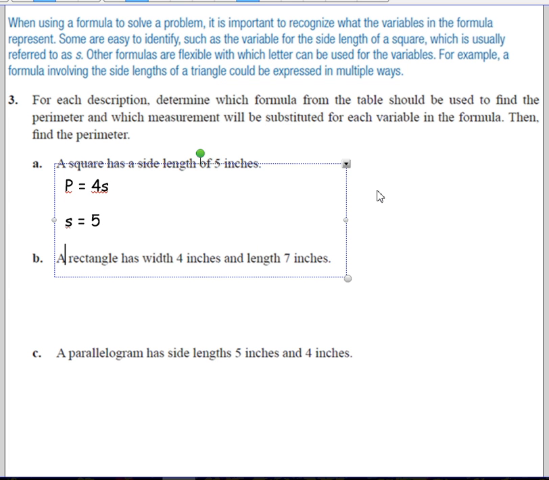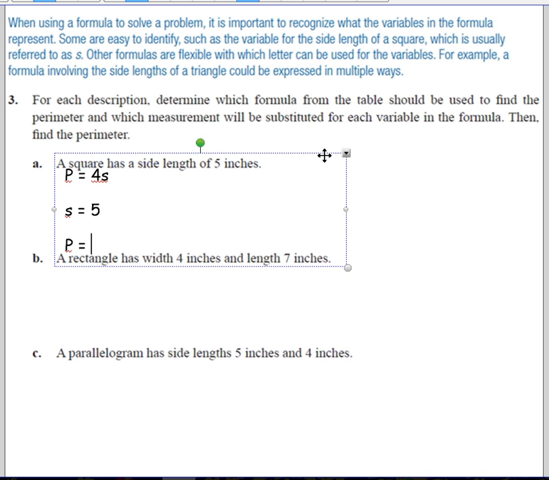And then for our perimeter, we will substitute. We have 4S, which means 4 times S. So now we're substituting 4 times 5. That gives us 20. Remember, in the story problem, this 20 represents a length, so we need to make sure we include the units, which are inches. So our perimeter for this square is 20 inches.